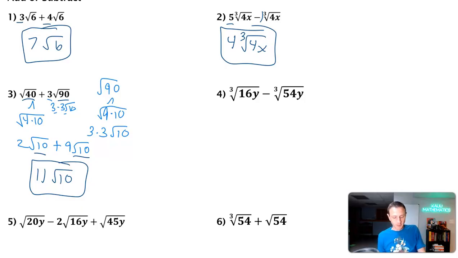Number 4, cube root of 16y minus the cube root of 54y. Still pulling on knowledge of, do you know your cubes, your perfect squares, numbers to the fourth, that kind of stuff. So 16 is 8 times 2, and the reason I'm using 8 is because the cube root of 8 is 2, so that's a perfect cube. The cube root of 8 is 2, but I still have that 2 on the inside. And then the y, I can't do anything with the y.